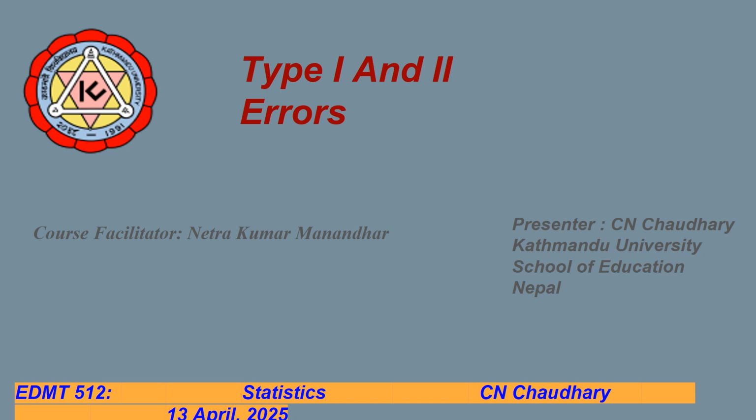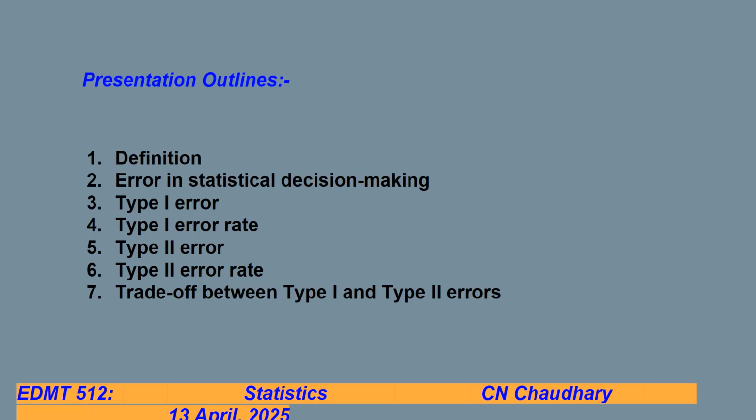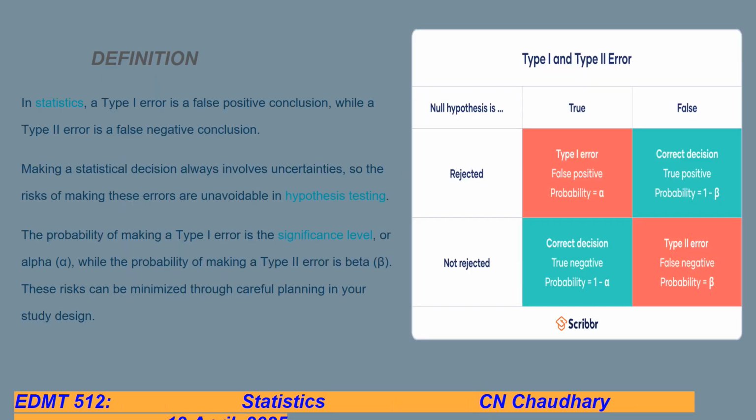Today I am going to talk about type 1 and type 2 errors. Now, this is my presentation outline, which you are seeing on the screen. Talking about the type 1 error: in statistics, a type 1 error is a false positive conclusion, while a type 2 error is a false negative conclusion.